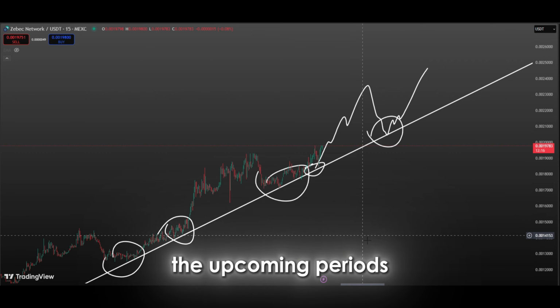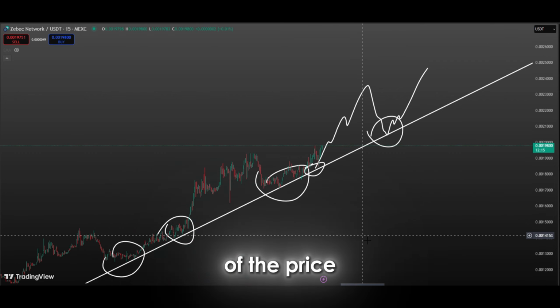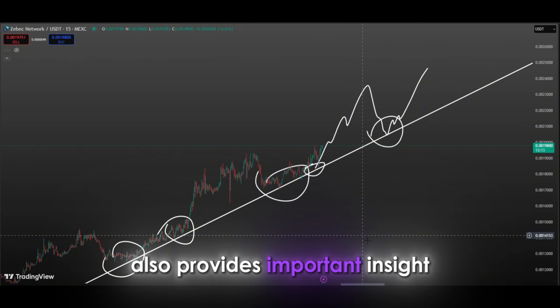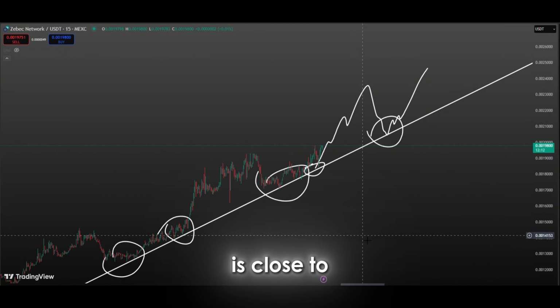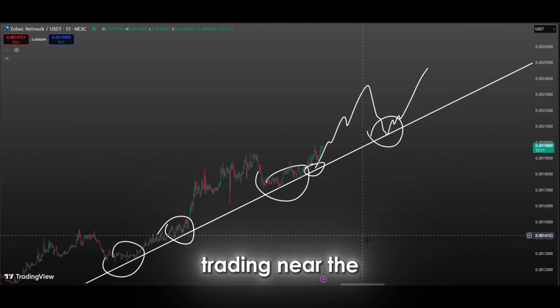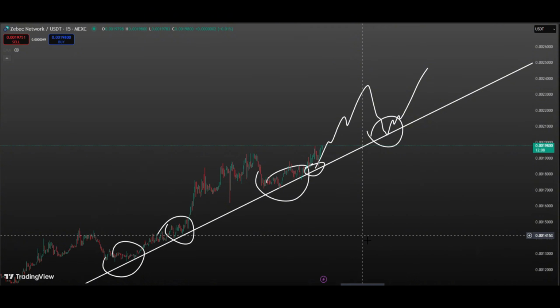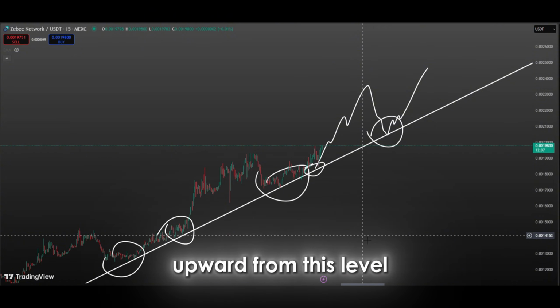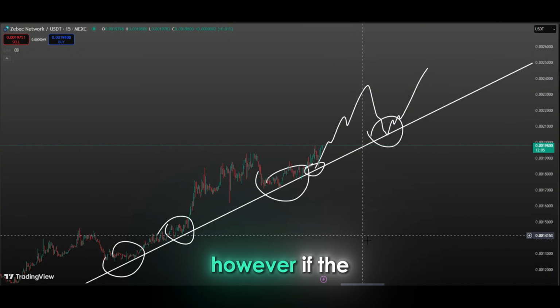the upcoming periods. The current distance of the price from this trend line also provides important insight. If the price is close to this line, meaning it is trading near the trend support, this could signal a potential buying opportunity for investors. As has happened in the past, the price may once again bounce upward from this level. However, if the price has moved significantly away from the trend line and made a strong upward push, then the trend's strength is confirmed, and it can be concluded that the rally may accelerate further.